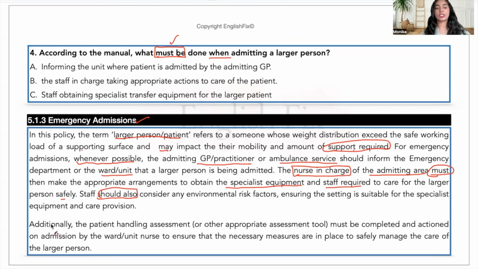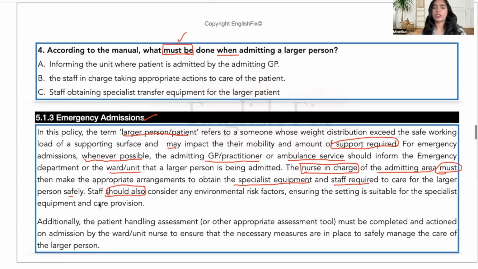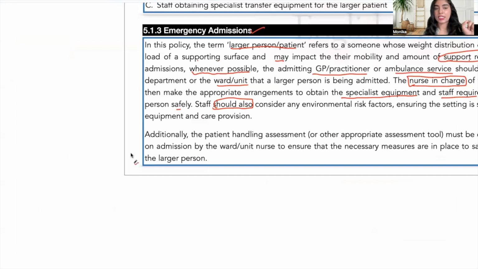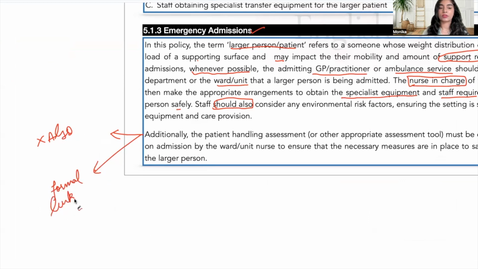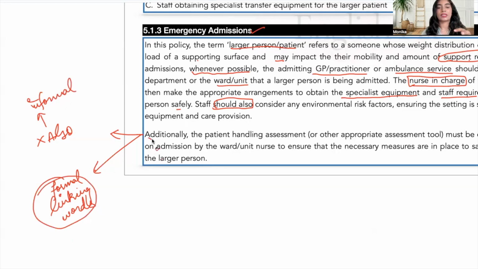Then additionally, one more thing. By the way, did you know, in your OET writing, you have to use "additionally" to begin your sentences, not "also"? Why? Because "additionally" is a formal linking word. "Also" is a linking word too, but it is informal. It can be used in your speaking, but OET prefers formal linking words like additionally, therefore, however, which we have seen so far. Just a tip.